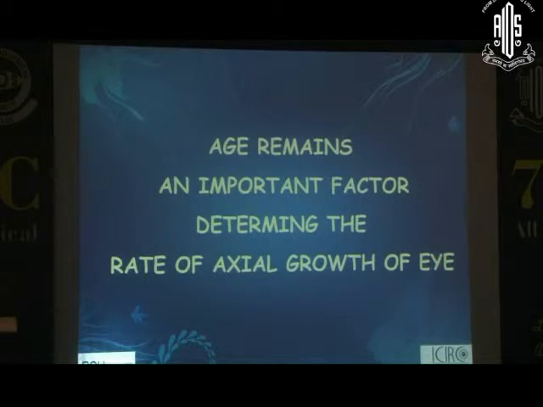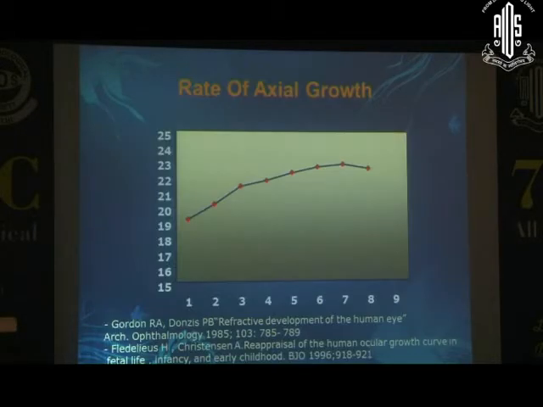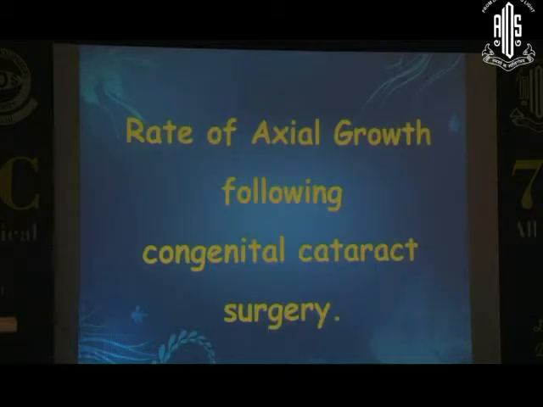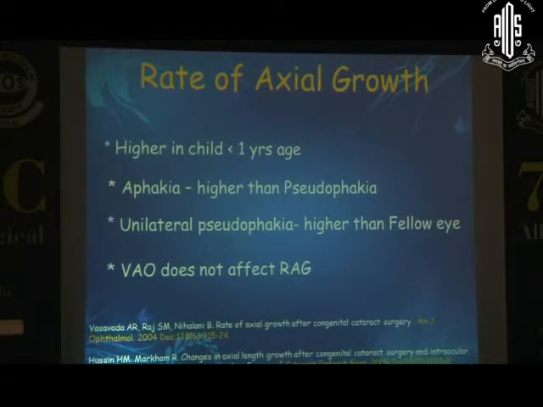So age remains a very important factor to determine the rate of axial growth. In a normal eye, axial length is around 17 to 18 millimeters, and it grows rapidly in the first 2 years of life. As you can see, in 2 to 3 years, axial length goes from 17 to 18 to reach 20 to 21 millimeters, and it continues to grow until the second decade of life. Now, what is the rate of axial growth after congenital cataract surgery? From the literature, it has been shown the rate of axial growth is higher in children below 1 year. In aphakia, it is more than pseudophakia, and visual axis obscuration does not affect the rate of axial growth.